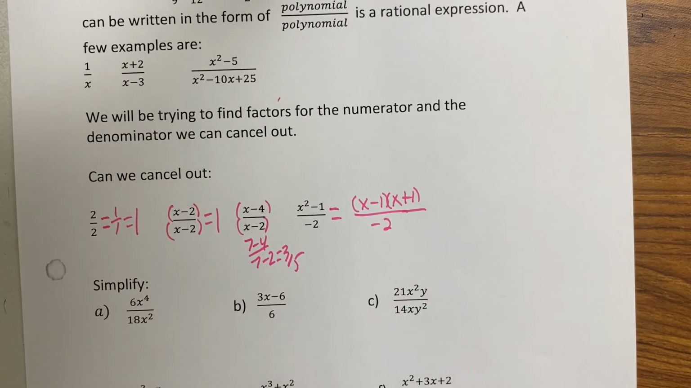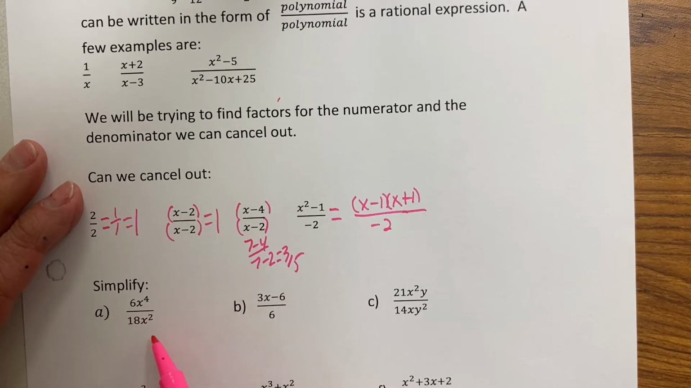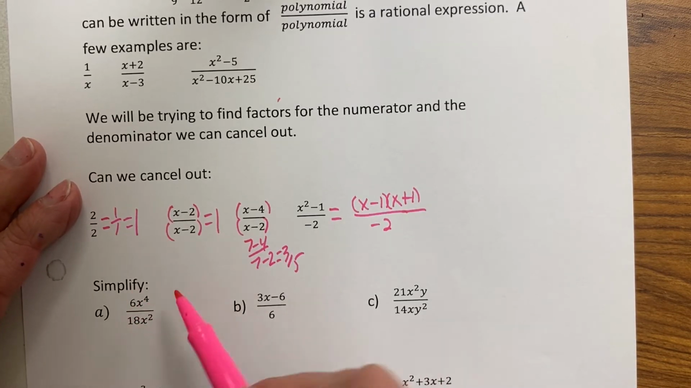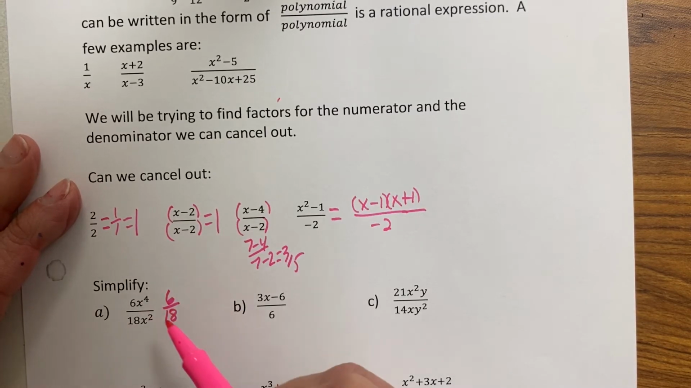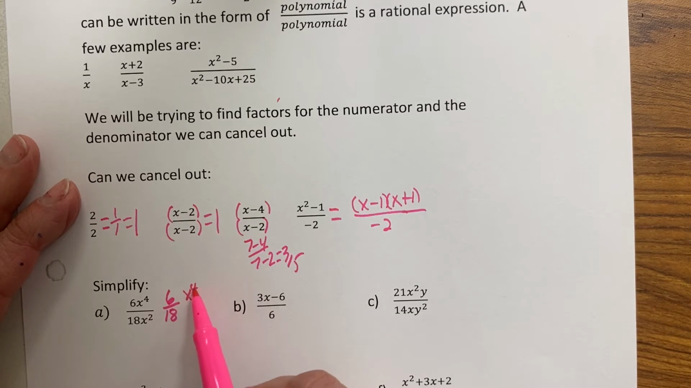All right, I want to go ahead and simplify. So I have 6x to the 4th divided by 18x squared. This right here is just your basic division. So I will have 6 and 18 together, and if the bases are the same, I'm going to keep my base and I'm going to subtract my exponents.